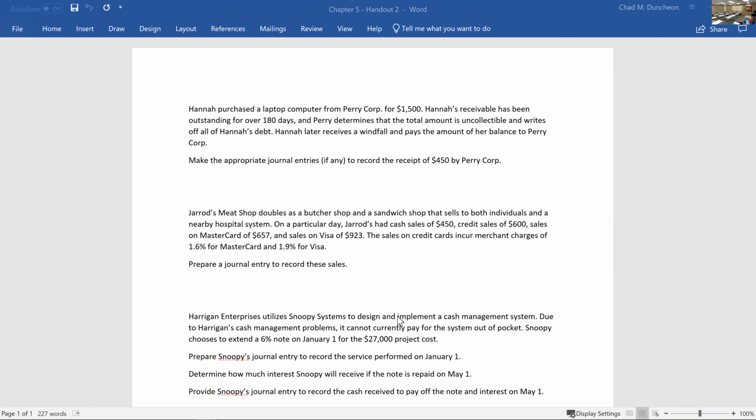So our first question here, Hannah purchased a laptop computer. It's been outstanding for over 180 days. So obviously they're using the aging of accounts receivables method because they know how long it's been outstanding. They determine that that amount is uncollectible and writes off all Hannah's debt. Hannah later receives a windfall and pays the amount of her balance to PariCorp.